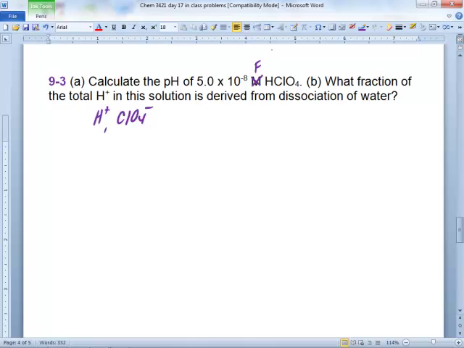Okay, can we write any Kas? Nope. Well, we can write something, Adrian. What can we write? Anybody help him? We can write Kw, 1 times 10 to the negative 14, the hydrogen times the hydroxide. Are there any other K expressions we can write, John?